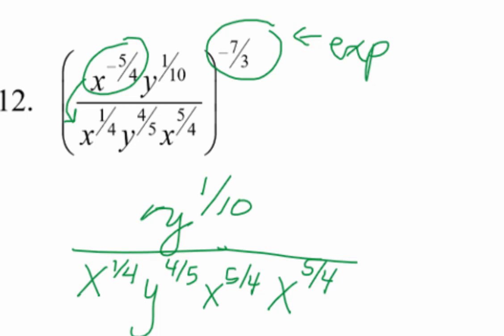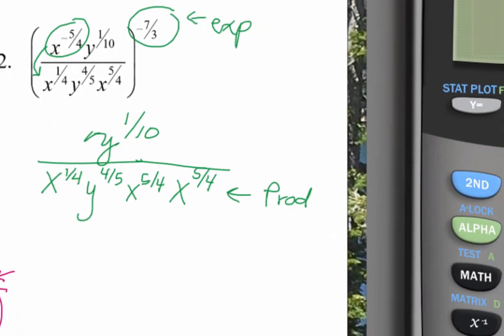Let's combine all the x's. So this is the product rule, product with the x's. So let's add, and look, they were nice to us. They all have the same denominator. So let's add all these exponents, and that's 1 plus 5 plus 5, 11/4. So we have x to the 11/4, and then we have this y to the 4/5, and up here we have this y to the 1/10.